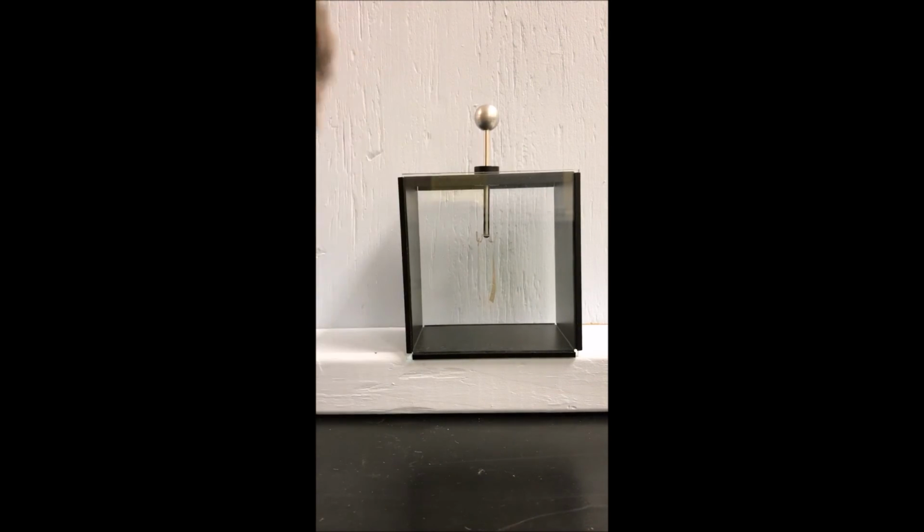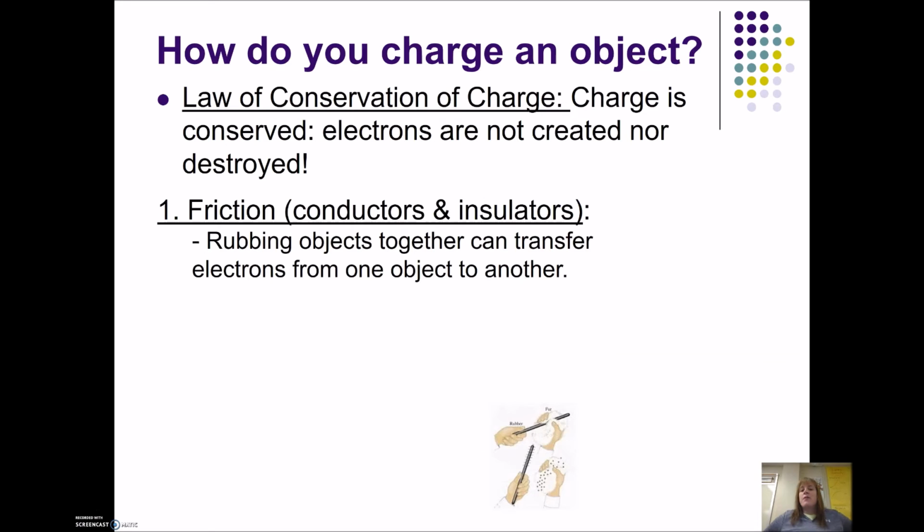Rubbing is a great way to charge insulators, and conduction is charging by contact. The first thing you saw is me charging by friction. With friction, you can charge insulators and conductors, but it's really the only way to charge an insulator. What happens is you're rubbing objects together that have different affinities for electrons.